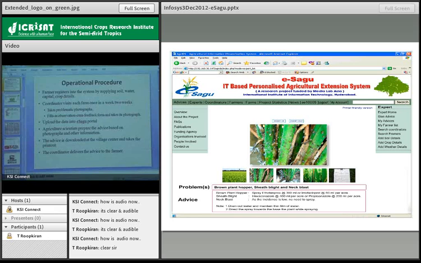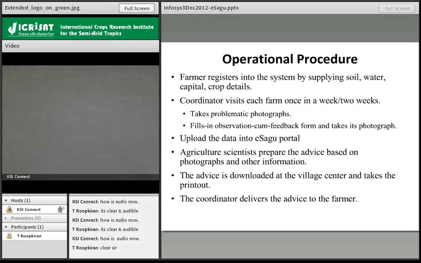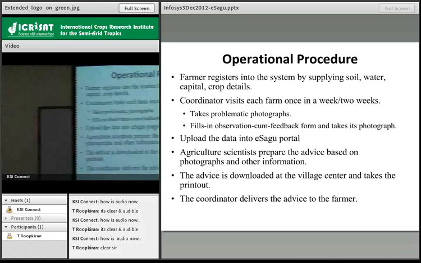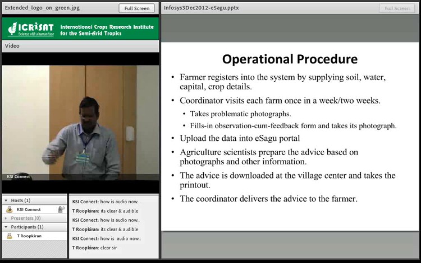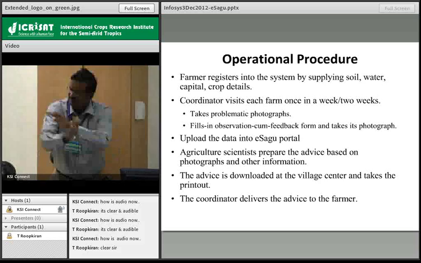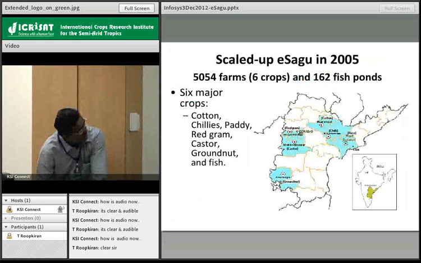Then I will go back to my PPT presentation. So now I have demonstrated that every farm is photographed once in 10 days. It may depend on the crop. For horticulture, you can take it once in 15 days. We have already worked for 200 crops. So this is another rice example, where you can take photographs and advice will be delivered.